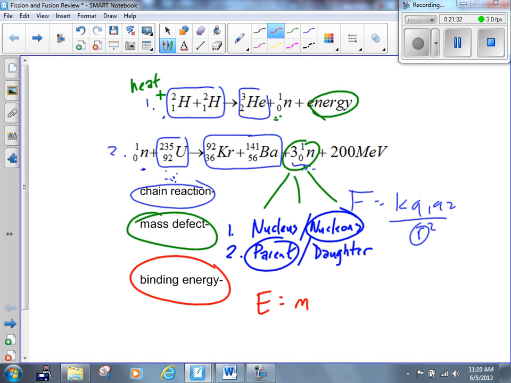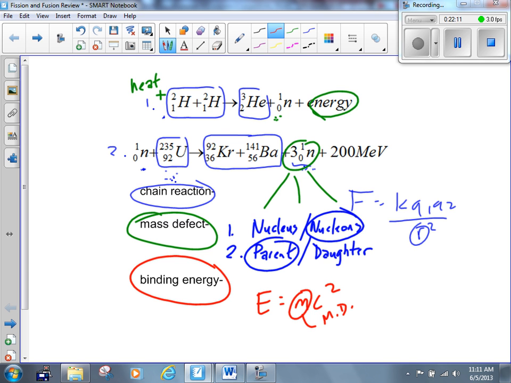Einstein's really famous equation that lots of people don't understand. You guys all do, but lots of other people out there don't understand it. E, energy, m, mass, c, the speed of light. This m in particular this time is the mass defect. So the amount of mass that's lost in the nuclear reaction, in kilograms, multiplied by c squared gives us the energy that's released in joules. Sometimes we've got to convert that to electron volts, but that's something that we did months ago.